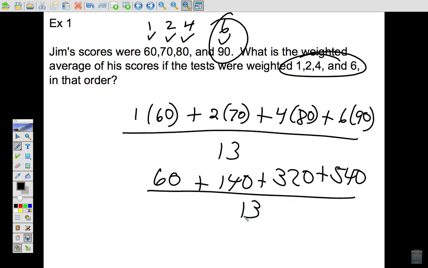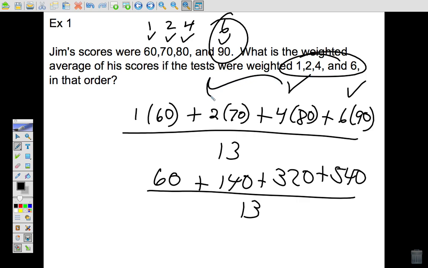All right? Now, before we even do this, let's think about a reasonable answer. Which test is carrying a lot of weight? Well, it's this one, right? Because it's 6 times as much. And even this one's carrying pretty good weight. So your score of 80 and 90, which were your higher scores, are really going to pull these scores up. Now, let's see if that happens.